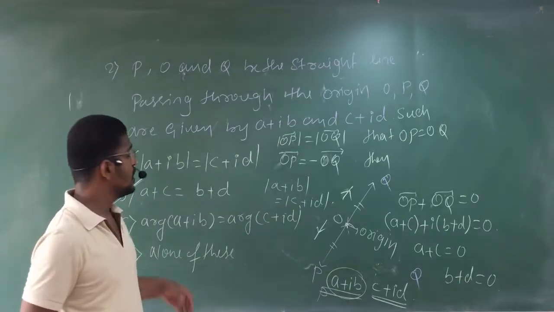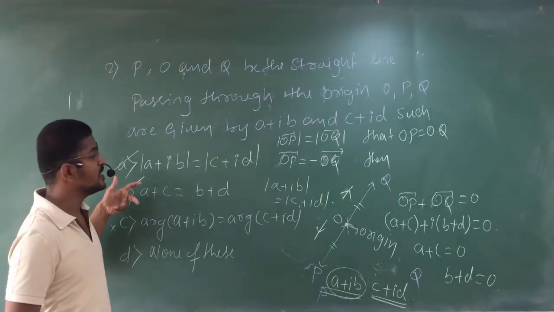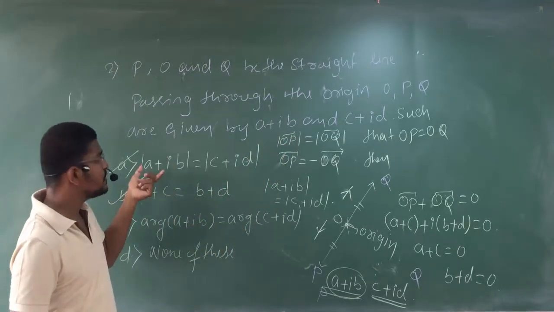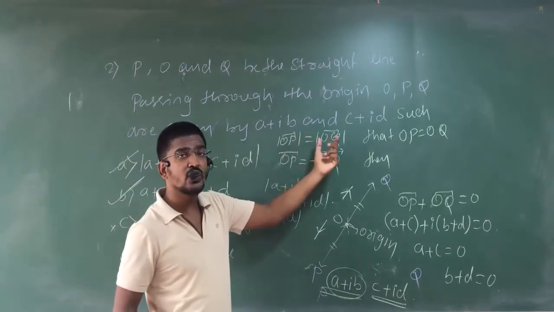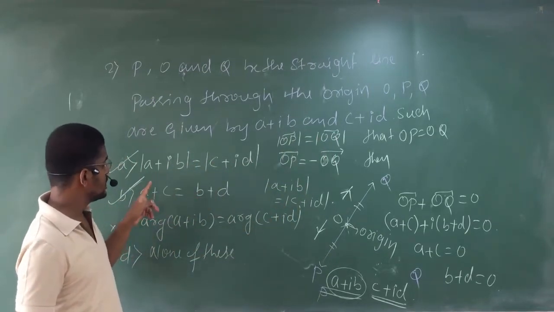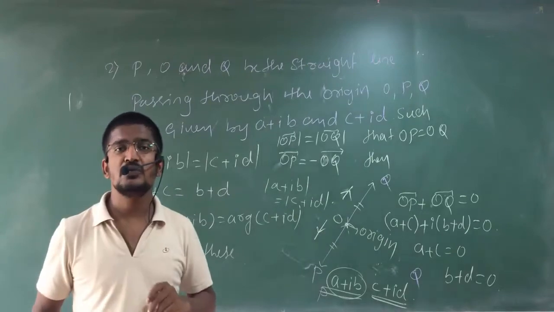That means you have two options as correct answers, because the magnitude of OP is the magnitude of A plus IB, and the magnitude of OQ is the magnitude of C plus ID. So this will also be your answer, and the second option will also be your answer.